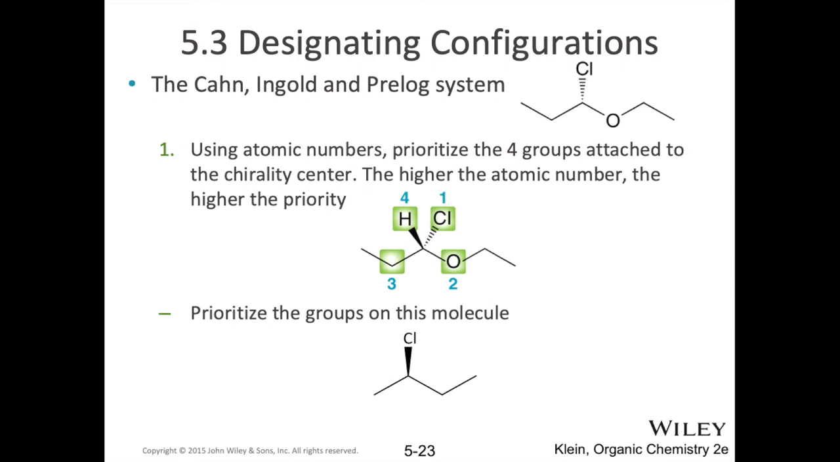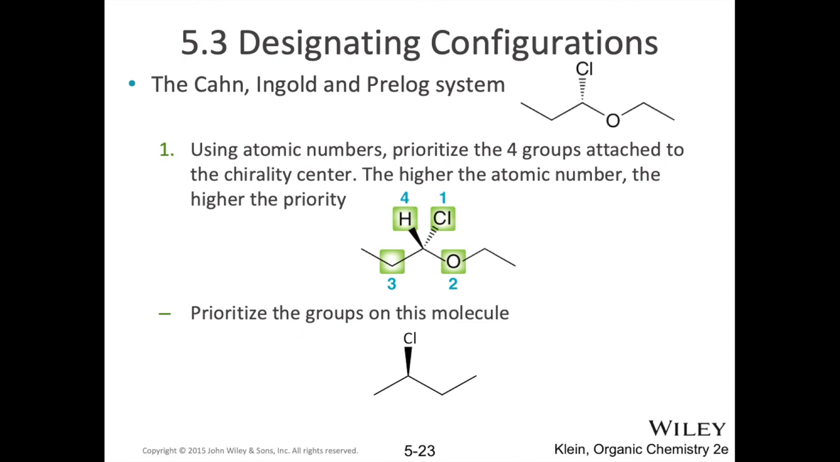So here's an example. Here we have a chiral carbon with a hydrogen, a chlorine, an oxygen, and a carbon coming off of it. If we organize that by atomic number, chlorine has the highest atomic number. That's an atomic number of 17 compared to 8 for oxygen, 6 for carbon, and 1 for hydrogen. So you can use your periodic table here to figure this out.